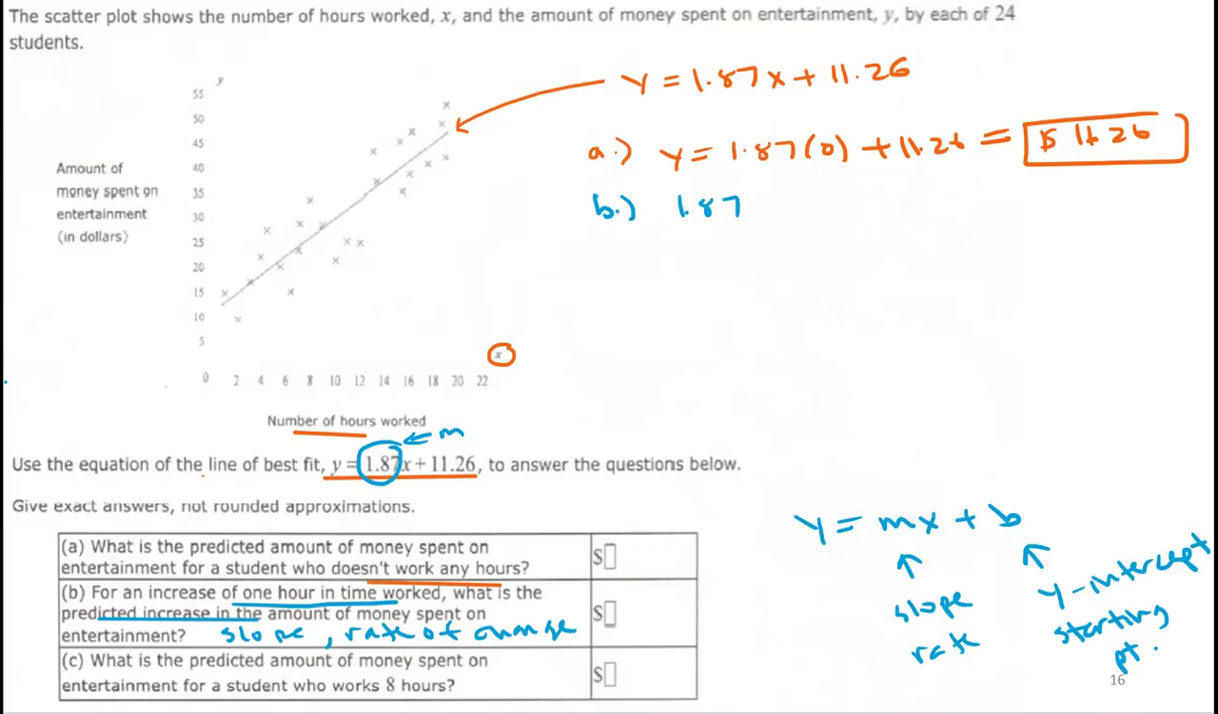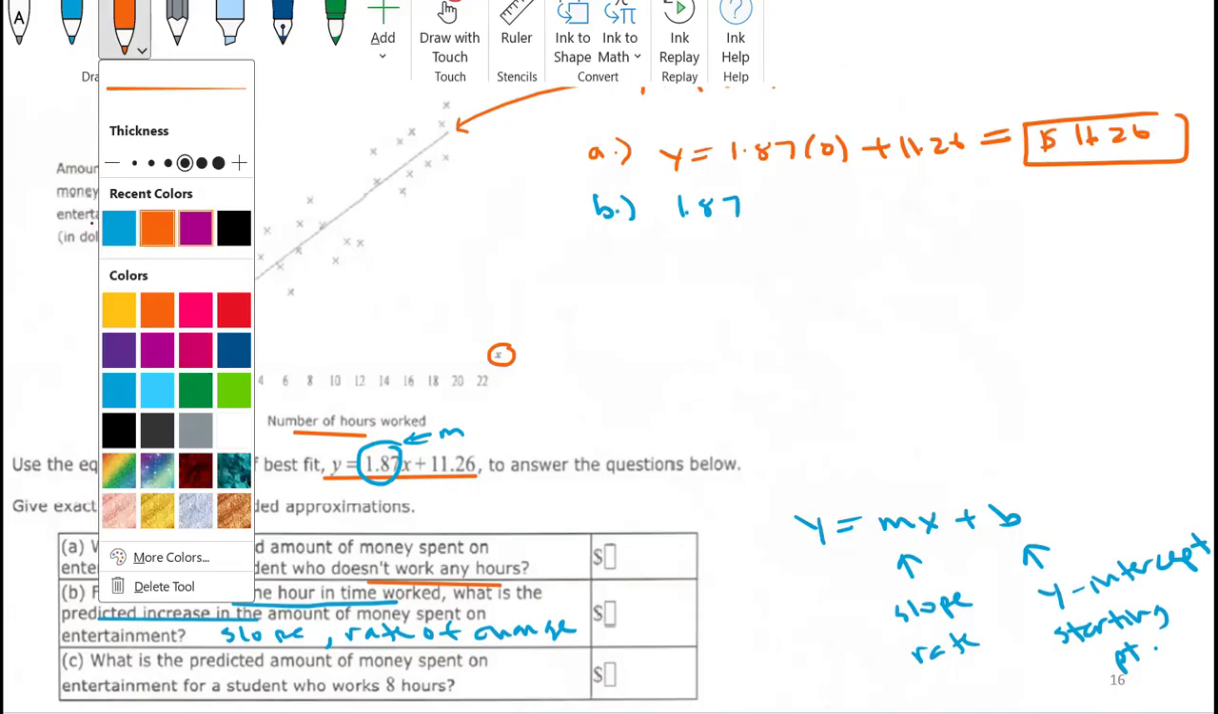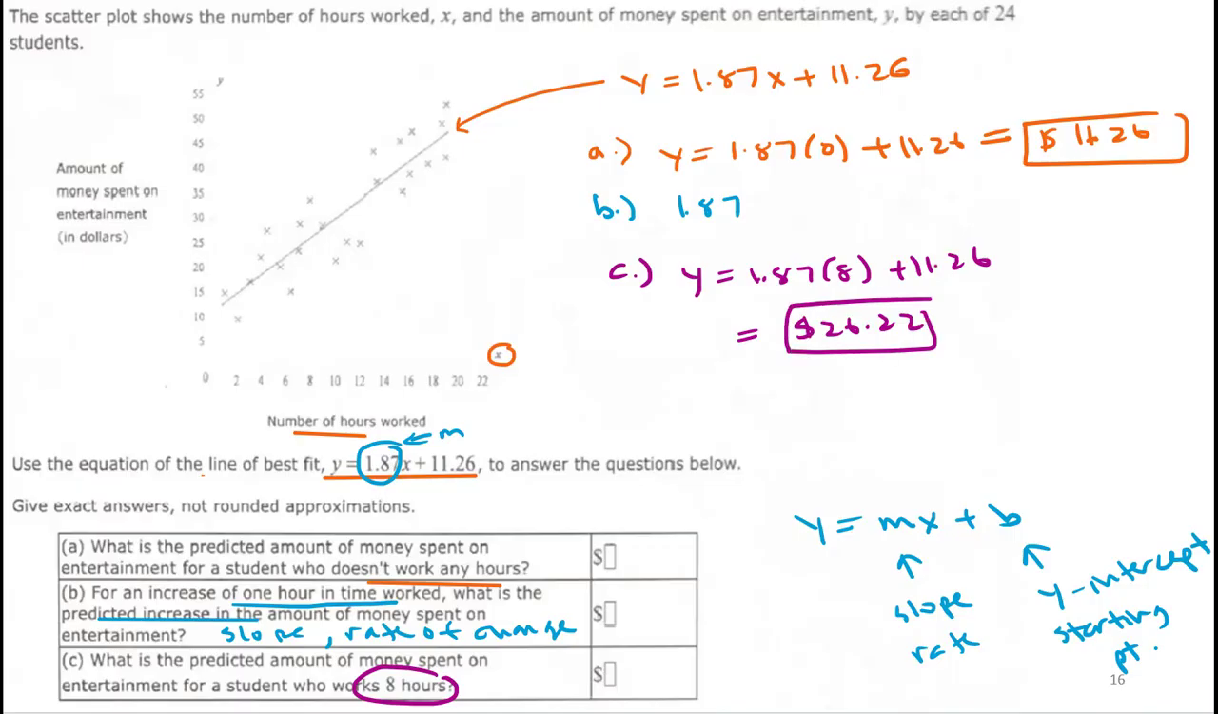All right, and then for the last one here, what is the predicted amount of money spent on entertainment for a student who works 8 hours? We're going to go back to our equation: y is equal to 1.87x plus 11.26. All we're doing now is putting 8 hours in for x. So 1.87 times 8 hours plus 11.26. And when we do that, we get $26.22.